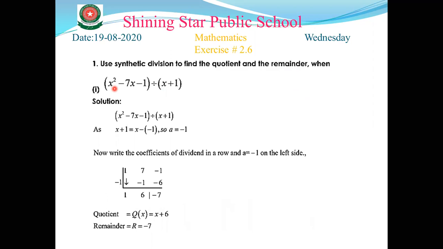As the name synthetic division says, division tells us that in this method we have two terms and one term divides the other term. Meaning we must have a dividend and a divisor. So first of all, x square minus 7x minus 1. We divide this with the help of x plus 1. And we know that here is x plus 1.